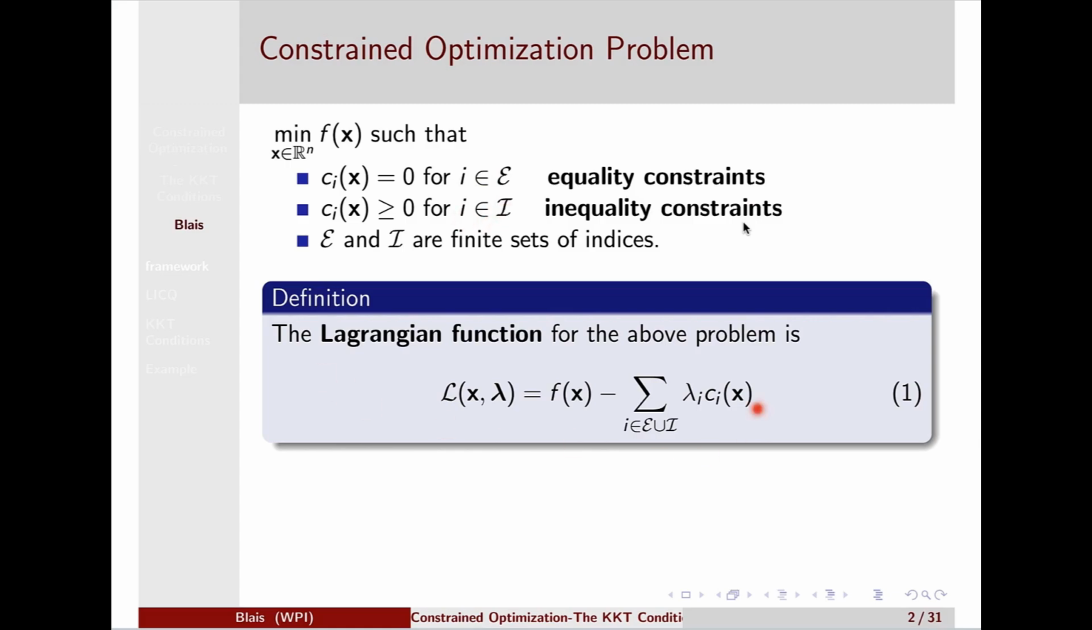To do so, we build this Lagrangian, which is this new function, which has both x and a vector of Lagrange multipliers lambda as the variables. We see here f of x is the objective, and then we are subtracting a Lagrange multiplier lambda i times the constraint expression c sub i of x for each of the constraints, both equality and inequality.